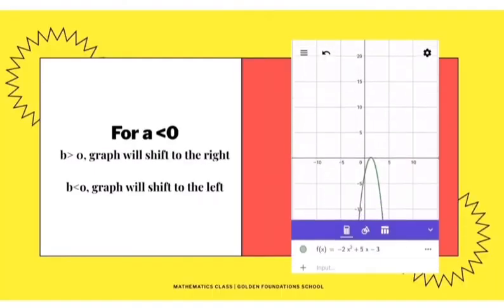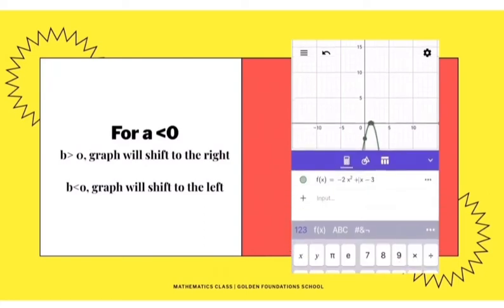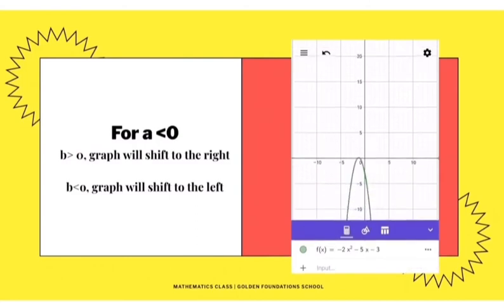As you can see here, the equation shows that the value of a is less than 0 and b is more than 0. So the graph will shift to the right. But if the value of a is less than 0 and the value of b is less than 0, the graph will shift to the left.